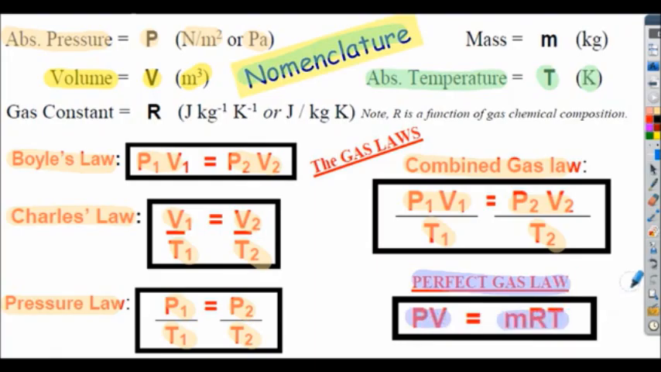So notice 2 other parameters being used here. M is mass, SI unit of the kilogram, and the symbol capital R relates to the gas constant. That has the unit of joules per kilogram per K, and is written in 2 different formats here, where the R is a function of the gas chemical composition.